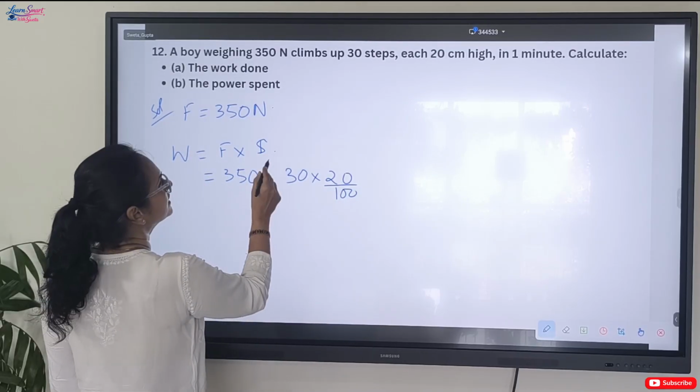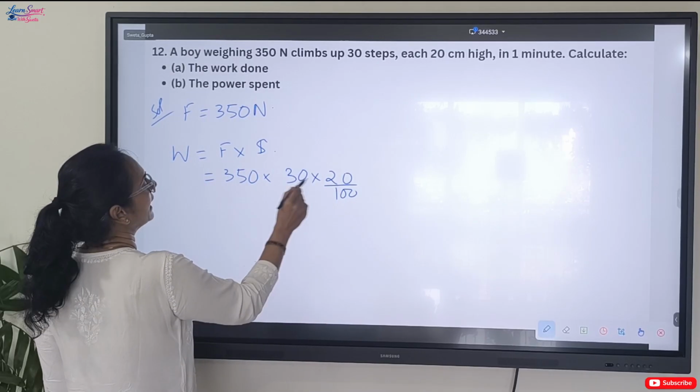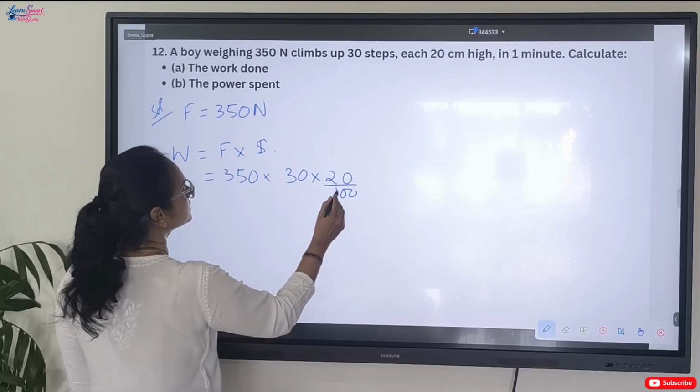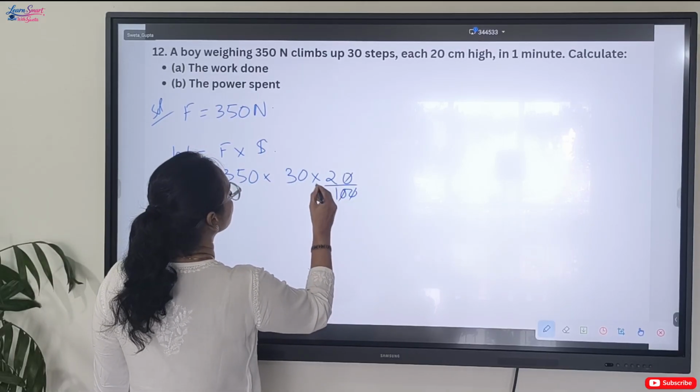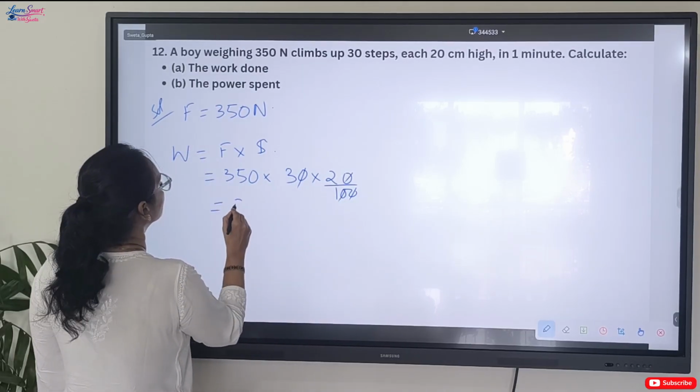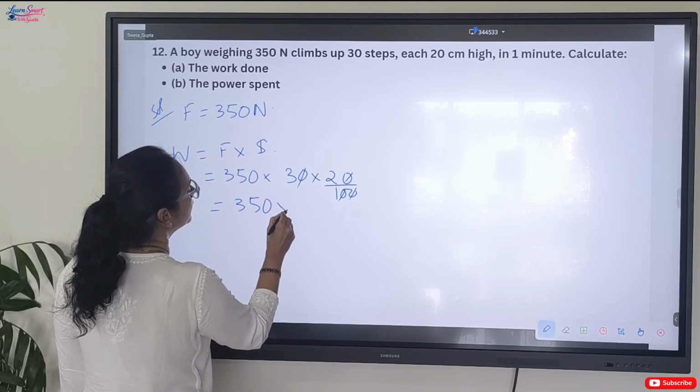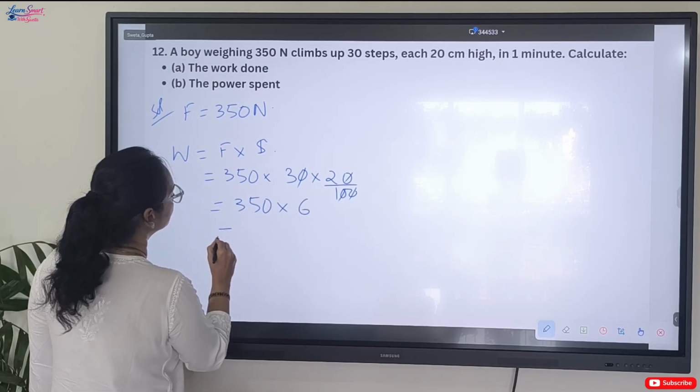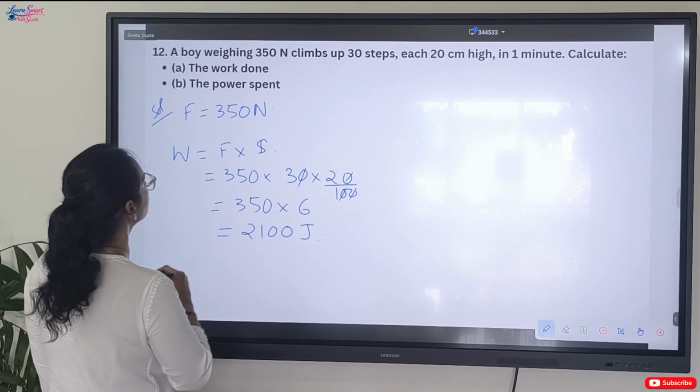And displacement, so this is force and displacement. So let's calculate 350 into 6. We will get 2100 joules.